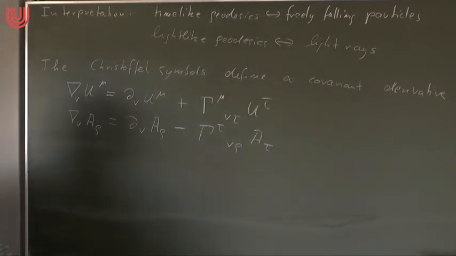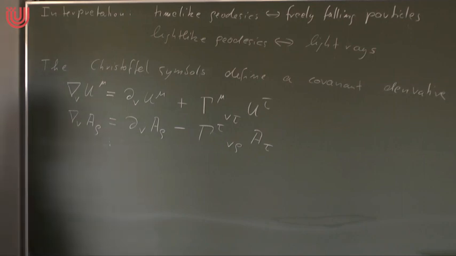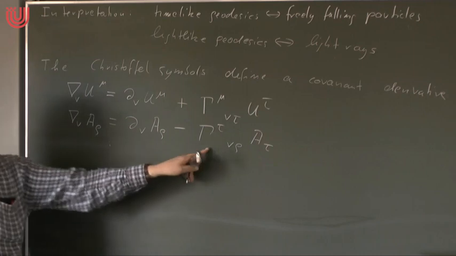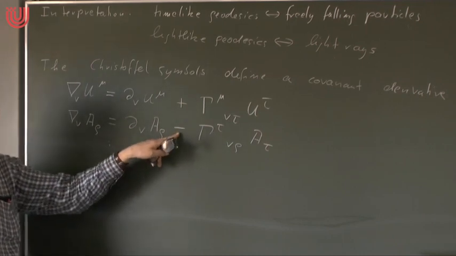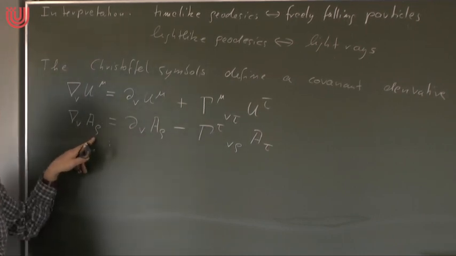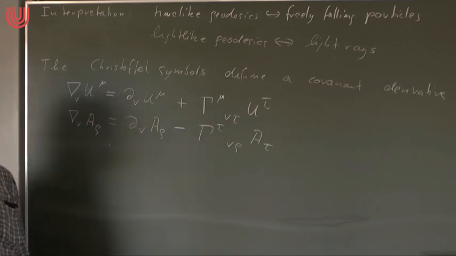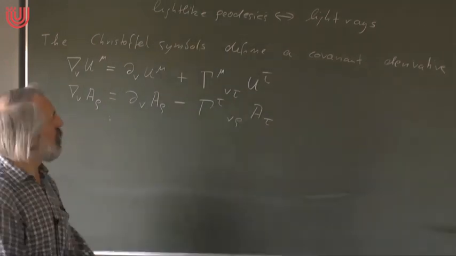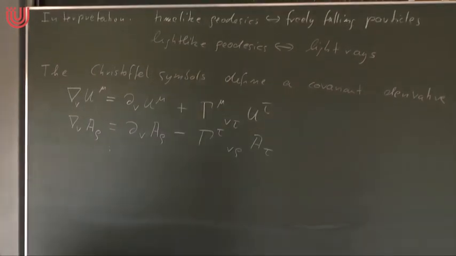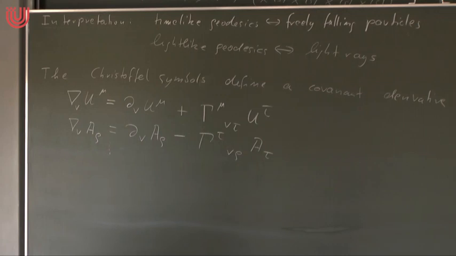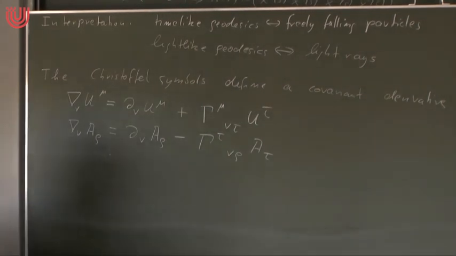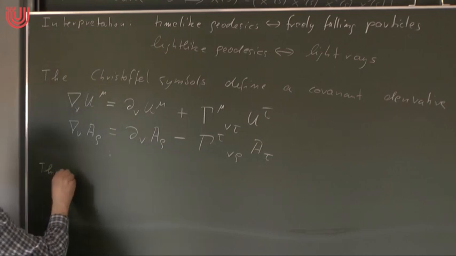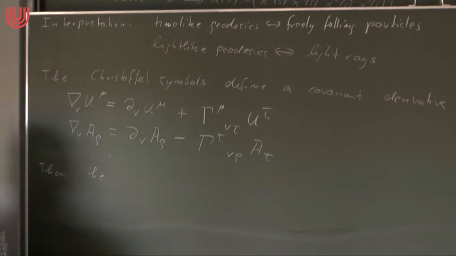Okay, and you can do this also for tensor fields of higher rank. For each index which your tensor field carries, you get one gamma term. And you get it with a minus sign for the covariant indices and with a plus sign for the contravariant indices. Okay, so we can now do covariant differentiation. And maybe I should mention that in this notation, the geodesic equation can then be written in a different way. I will use this notation maybe occasionally.